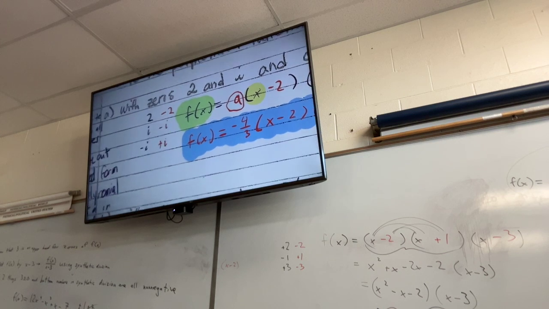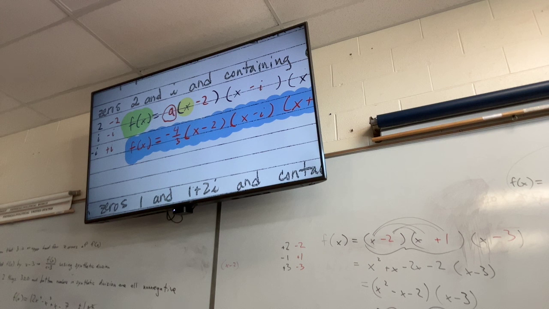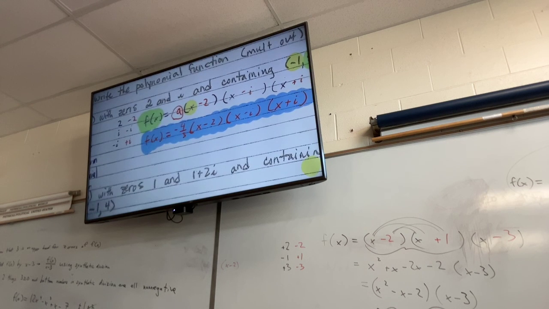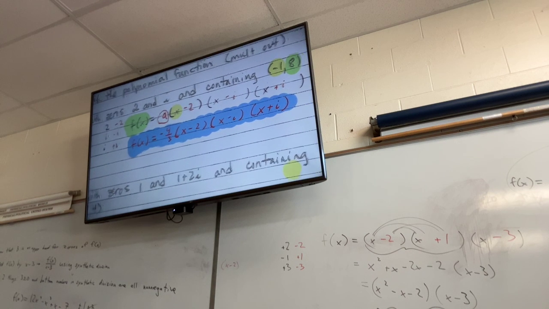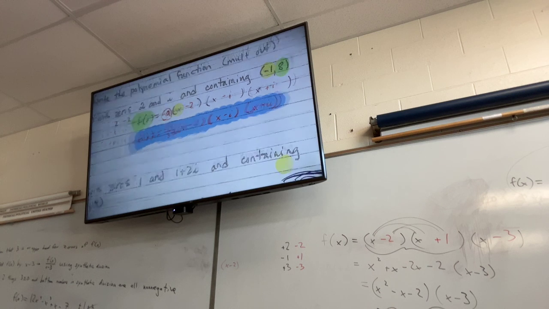So we did x minus the opposite of 2, which is x plus negative 2, then x plus the opposite of i, which is negative i, then x plus the opposite of negative i, which is positive i. Okay, and then we plugged in our point for y and x and solved for A. And then we just plugged in our A and we were done. Okay, we feel okay about that? So we need to practice this for sure before the test. You're going to have to do this yourself on the test.